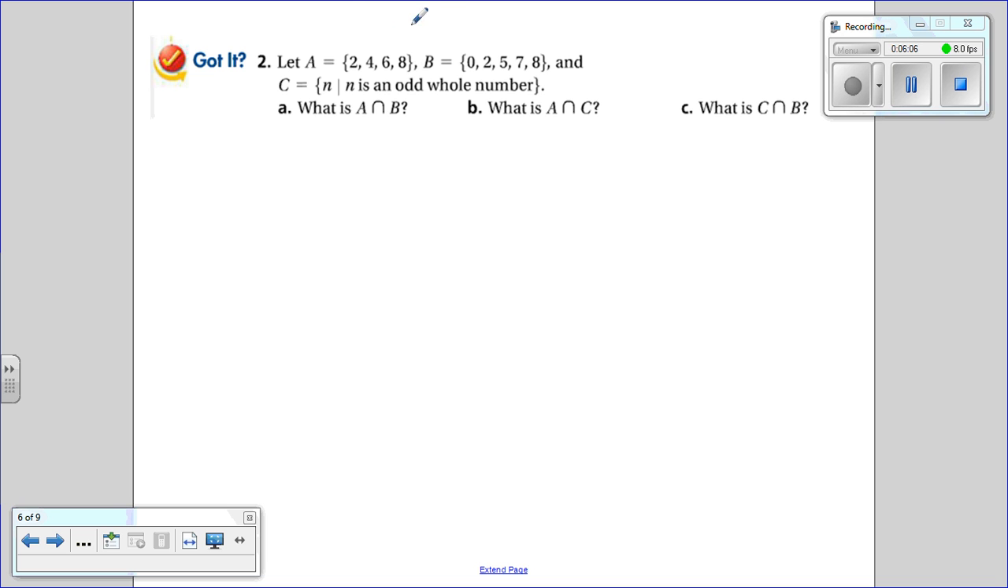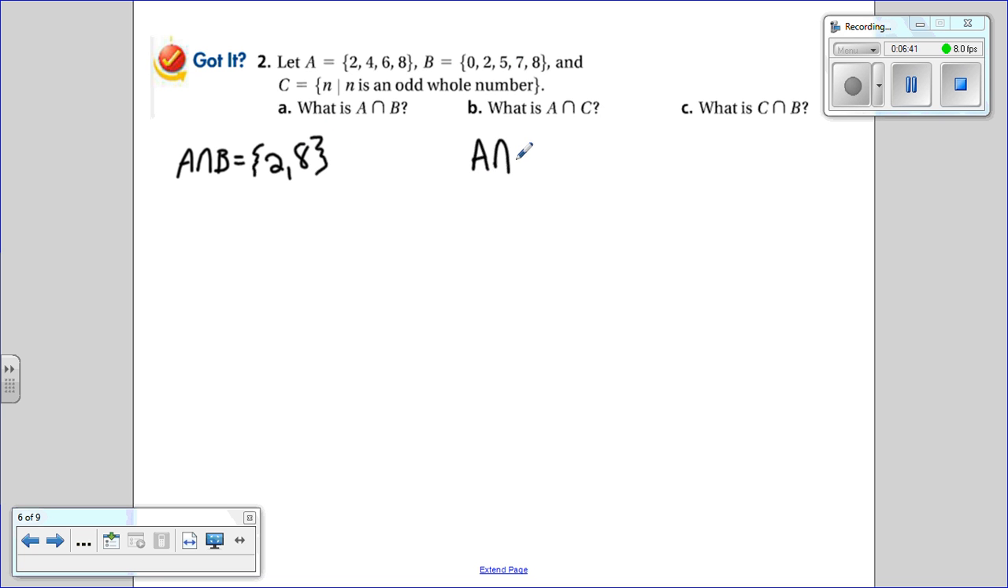And let's do this a little bit differently. Set A is 2, 4, 6, 8. Set B is 0, 2, 5, 7, 8. And set C is any odd whole number. What is A intersection B? A intersection B is equal to any numbers that A and B have in common. So we got the 2, no 4, no 6 over here, and 8. So we've got the 2 and the 8.